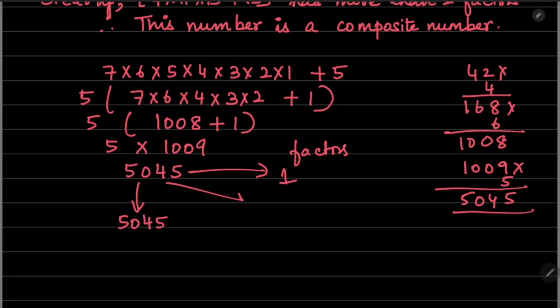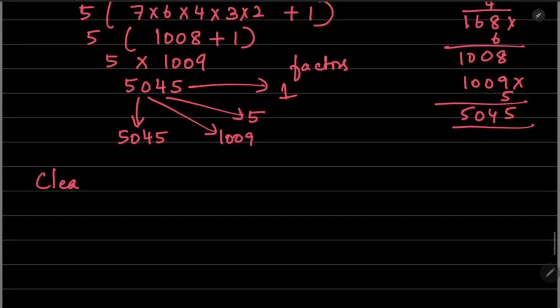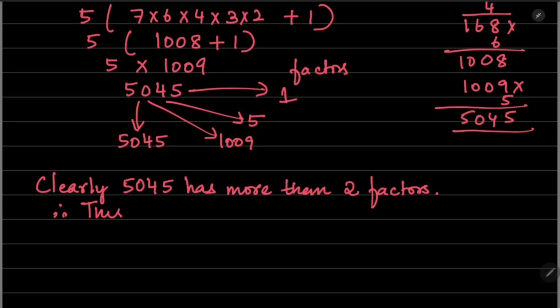5045 is another factor. 5 is a factor. As you can see, 1009 is a factor. Again, you have to clearly state. So clearly, this expression, 5045 has more than 2 factors. Therefore, this number is a composite number. As a composite number, hence proved.